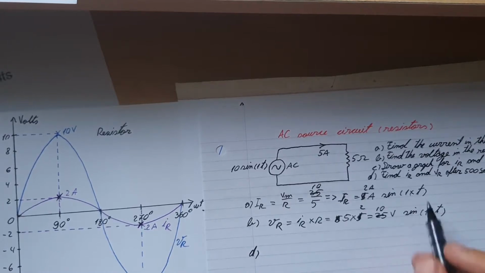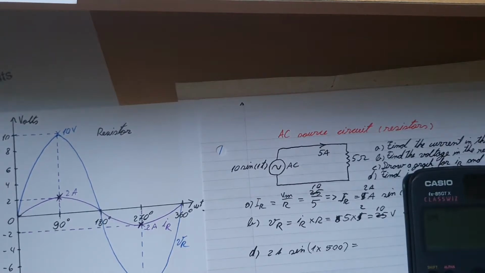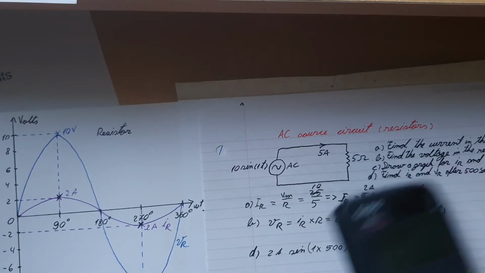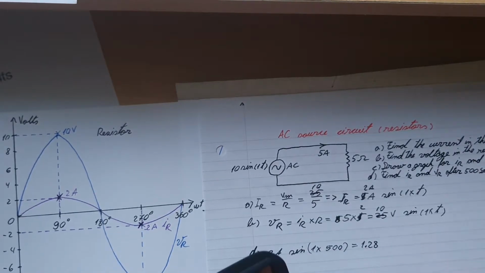So we'll just rewrite this first part, so that'll be 2 amps sine 1 times 500, and that will be equal to... I don't have the answer for that one actually, so I'll need to do it on the calculator. There you go, so you can see it as well. We got 2 times sine 500, no need to put the 1 times. And there you go, that will be 1.28 amps. Actually, it'd be more like 1.29, let's put 1.286 amps.